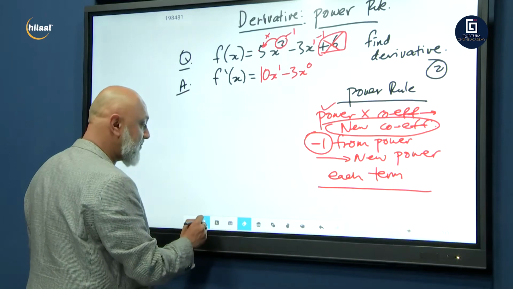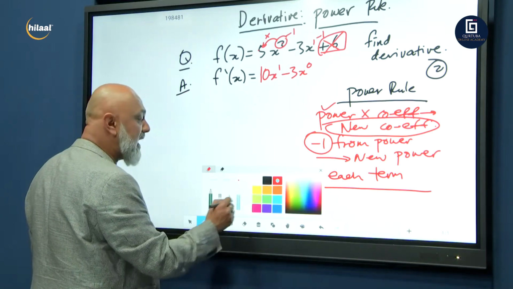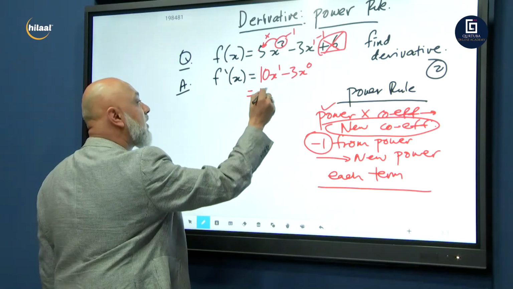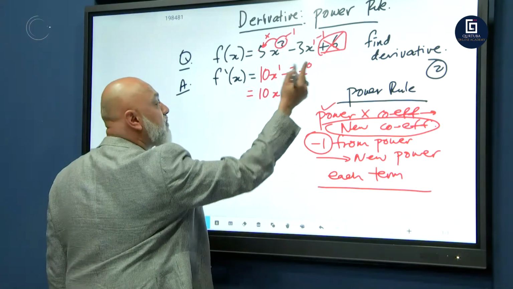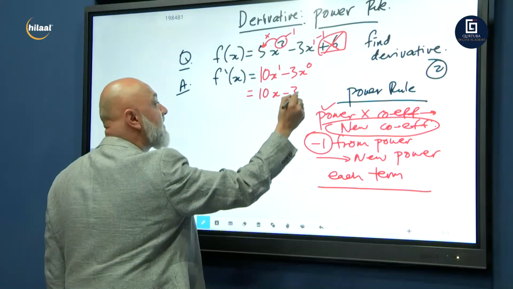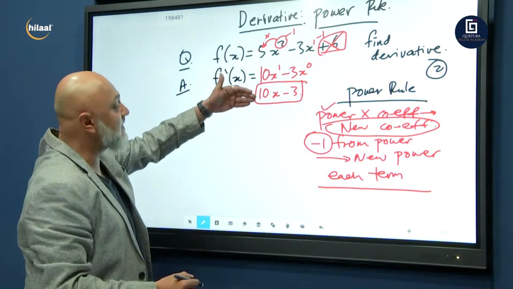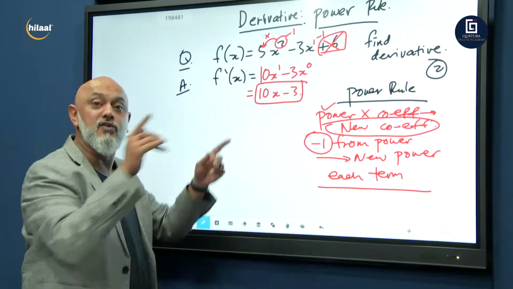Let's go back. And that's it. That's your answer for that question. Let's go back. We got 10x minus x to the power 0 is 1. 1 times 3 is 3. And there we go. Can you see we got from question to answer in one step without using the formula?